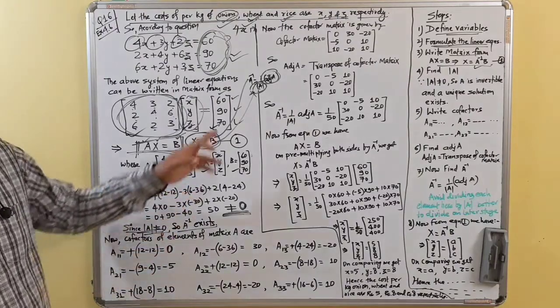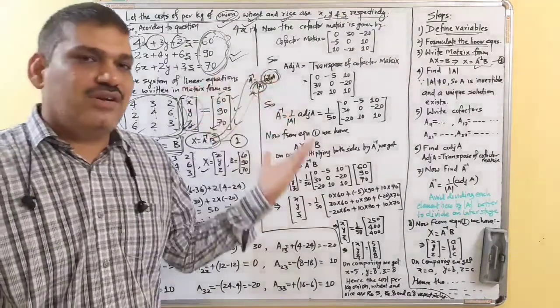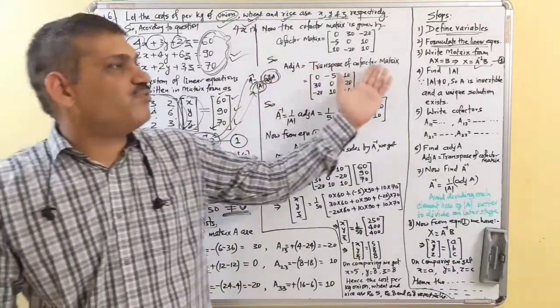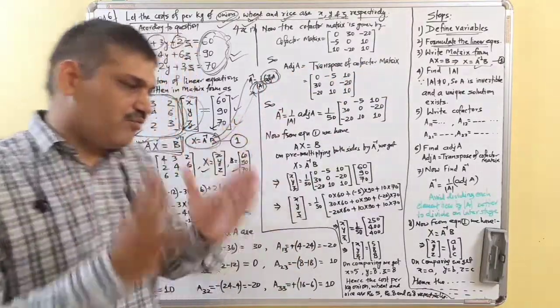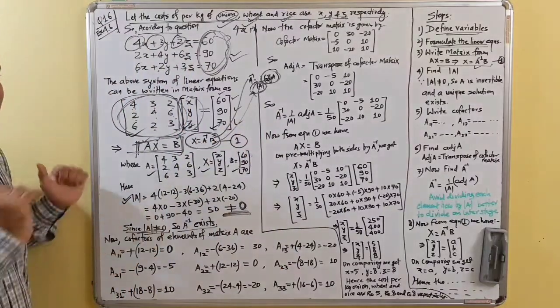Now we are to find the adjoint A. For adjoint A, what is adjoint A? The transpose of cofactor matrix. That means we need the cofactors of all the elements. Now we find the cofactors of each and every element.